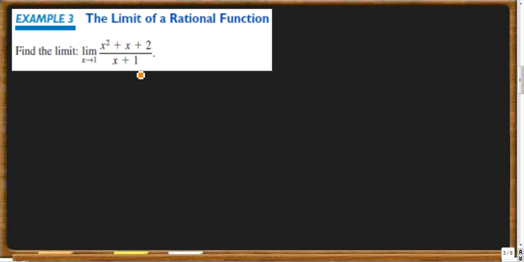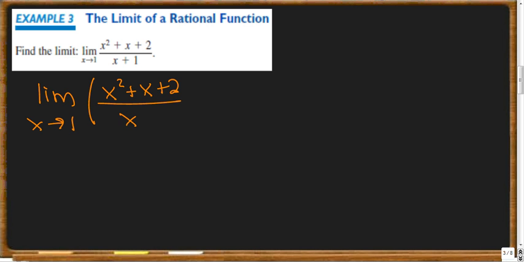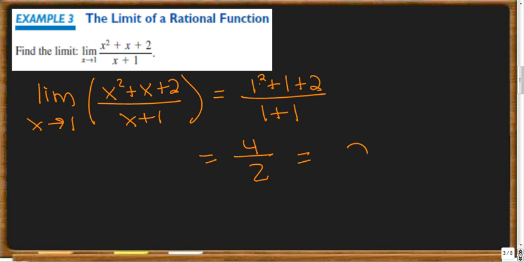So the limit of a rational function. Just because it's rational doesn't mean it's going to be anything weird. We want to always try and plug the number in first. So the limit as x approaches 1 of x squared plus x plus 2 over x plus 1. We want to see what happens when we plug 1 in. So we're going to get 1 squared plus 1 plus 2 over 1 plus 1. And that's going to give us 1 plus 1 plus 2, which is going to be 4 over 2, which just gives us an answer of 2. And that is our limit. As long as we get a number, we are good to go.